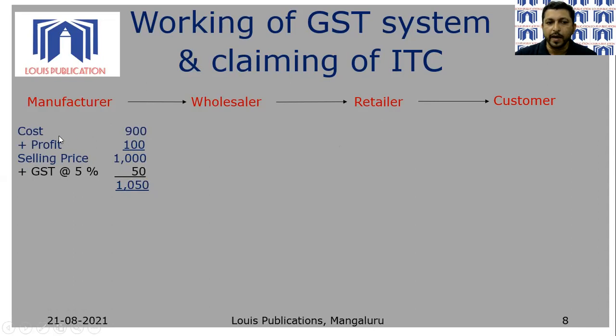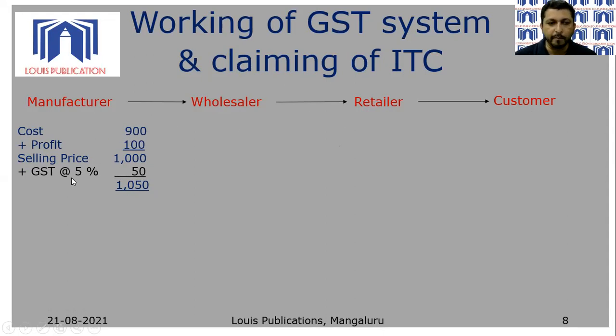The cost to the manufacturer is 900 rupees. Manufacturer is adding his share of profit of 100 rupees. So selling price to the manufacturer is 1000 rupees. So very simple point, selling price to the manufacturer will become the cost price to the wholesaler. Let's be very clear. The selling price of the wholesaler will become the cost to the retailer, and the selling price of the retailer will become the cost to the customer.